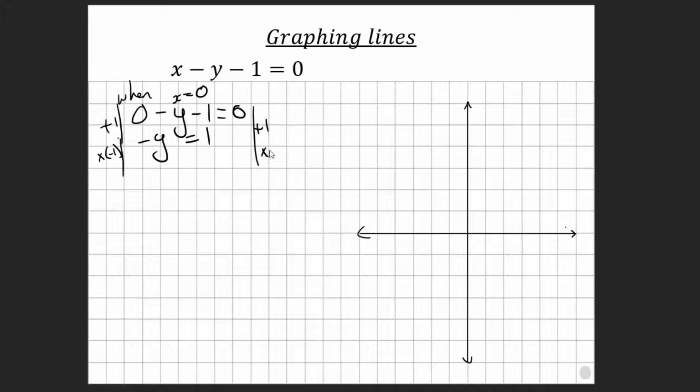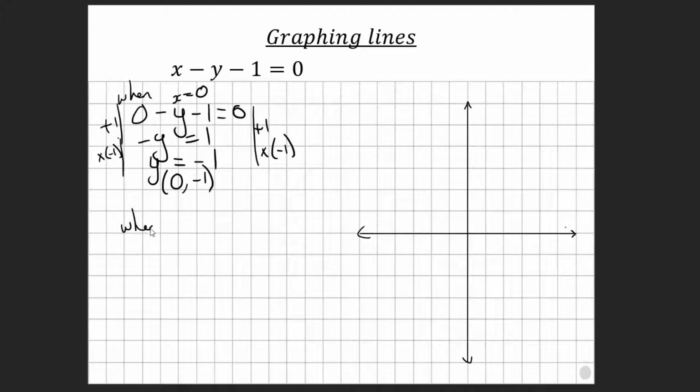Okay, so we're just solving this equation. We're finding what y is when x is equal to 0, and yeah, y is equal to minus 1. So from there, we're just going to go, okay, the coordinate 0, because we started off with x equaling 0, minus 1. That's one of the points along this line. Okay, let's look at another one.